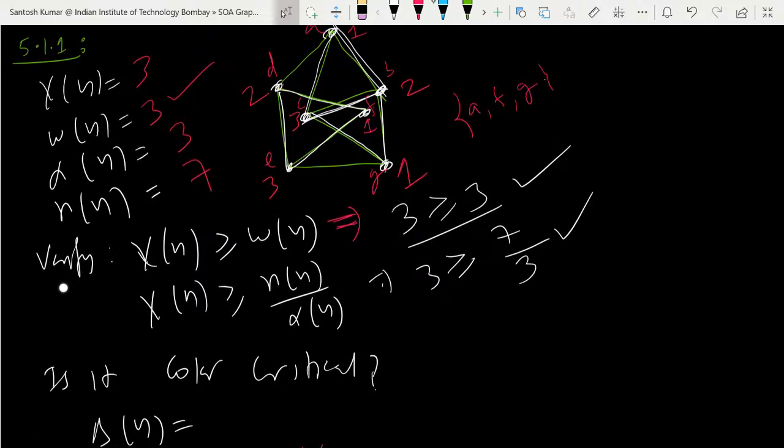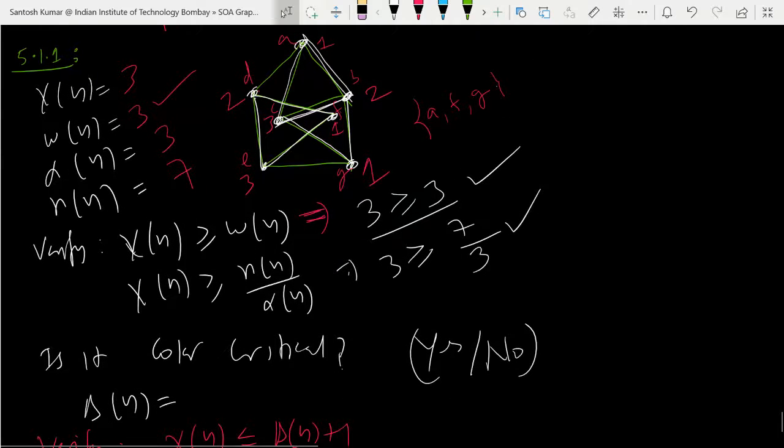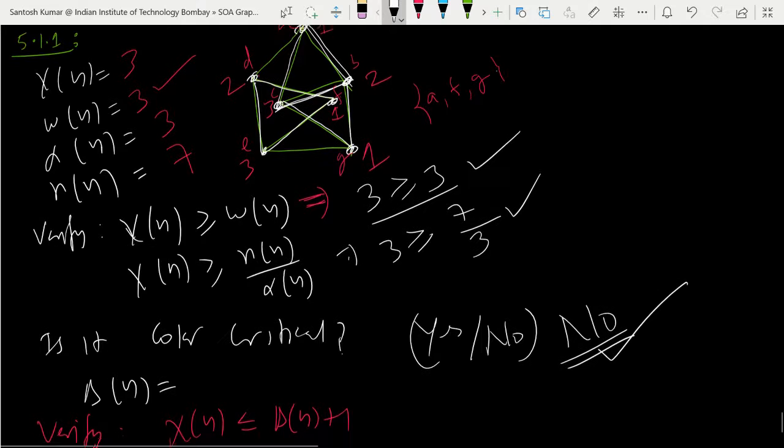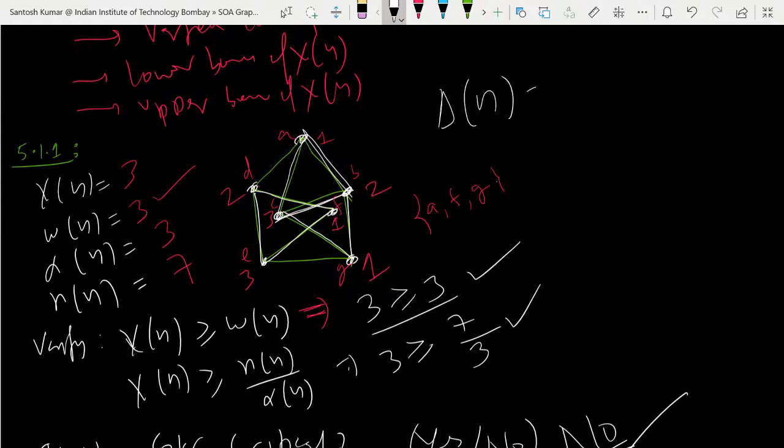Is this graph color critical? Yes or no? Color critical means every proper subgraph has a smaller chromatic number than the graph. So the answer is no. Why? Sir, both have the same chromatic number. Yes, if you take one triangle as a subgraph, the triangle has chromatic number 3, and the graph also has. That's why it is not color critical, not 3-critical. Now we have to verify this. What is the value of delta G in this graph?